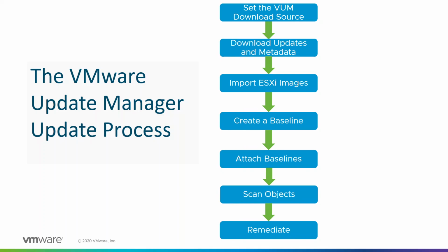The last stage in the update process is to remediate. So if I have scanned my ESX host and there are missing patches, I can remediate or update the ESX host. Update Manager will automatically place a host into maintenance mode, apply the updates, reboot the ESX host, and then take the ESX host out of maintenance mode. This means that there is very little manual intervention required to patch our ESX hosts, and we can even create schedules to perform those tasks out of hours.